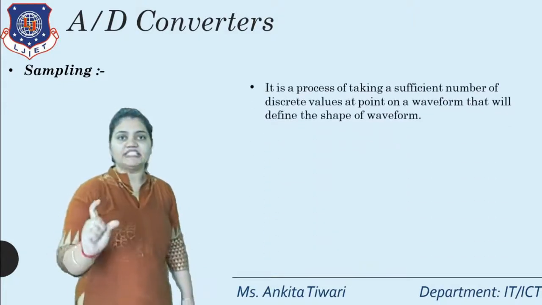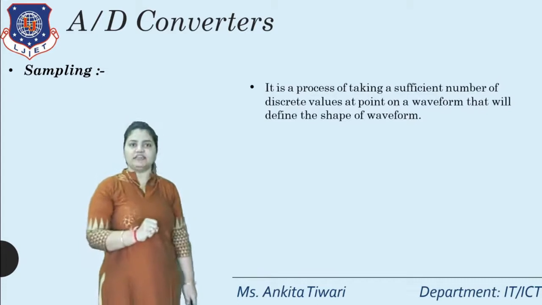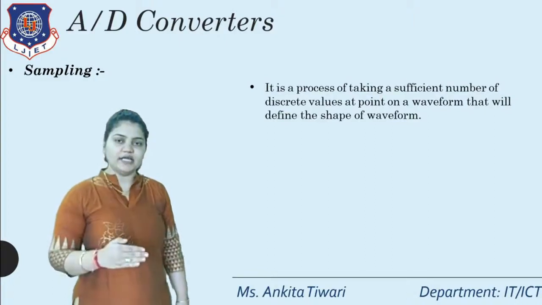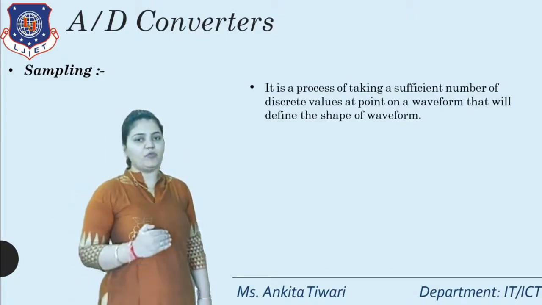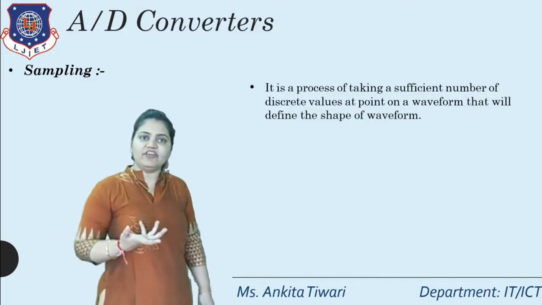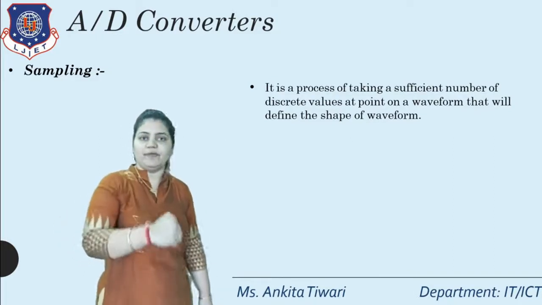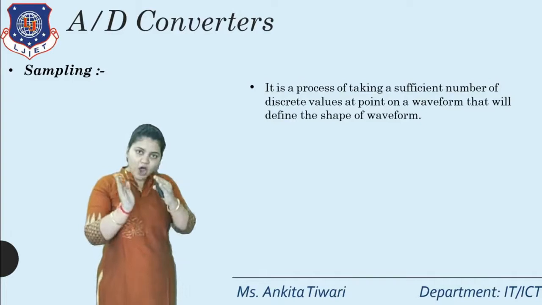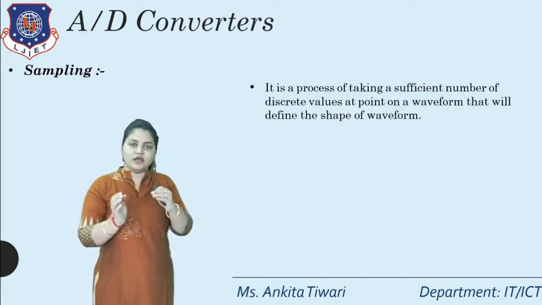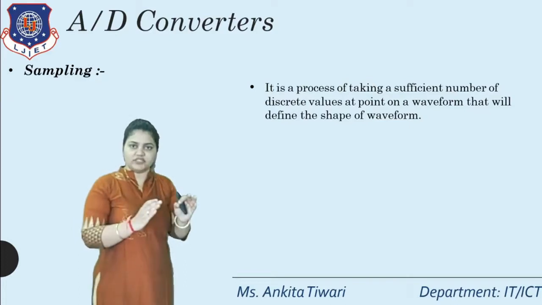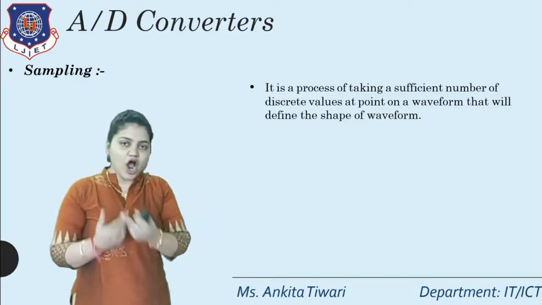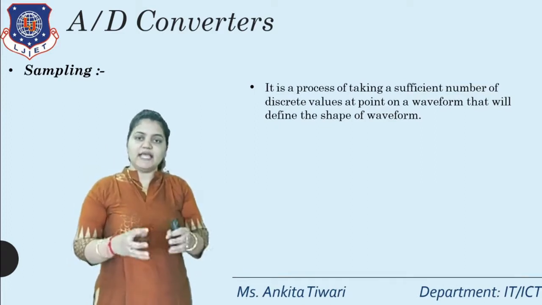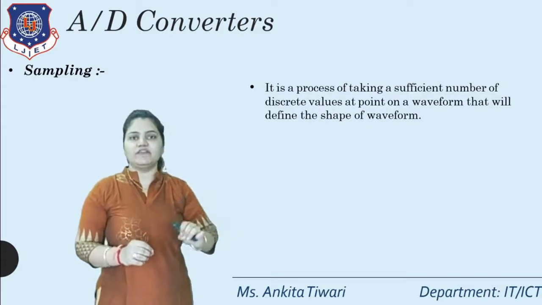Now what do you mean by sampling? It is a process of taking a sufficient number of discrete values at points on a waveform that will define the shape of the waveform, because we are taking the input as an analog. So that will be in the form of waveforms, sine waves. So for that sine wave we have to find out the shape of it. For that we need to take a set of discrete values and find out how it goes. Is it a smooth structure, is it a zigzag structure, or is it a wide structure? That structure we need to find out. How will we find it out? We will take a sampling process, or we will take the two conditions, and then we will find out in which form the waveforms are given.